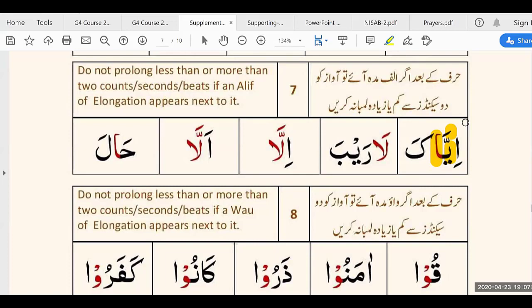Yes, that's right. So the letters of elongation, alif, waw, and ya, are equivalent to one of the strokes, one of the vowels I mentioned. They are equivalent to long vowels? Yes, that's right. So a long vowel, vertical fatha, and alif of elongation are both prolonged for 2 seconds, right? So that's why they are called substitutes of each other or equivalent.